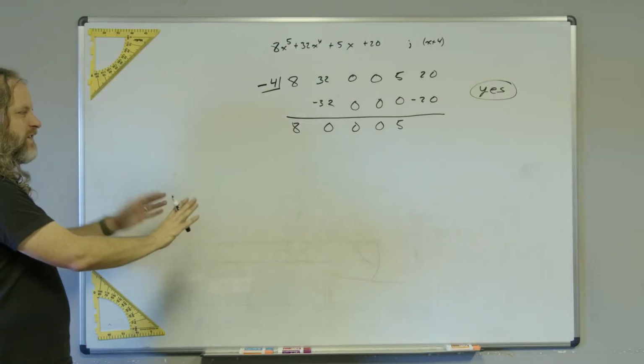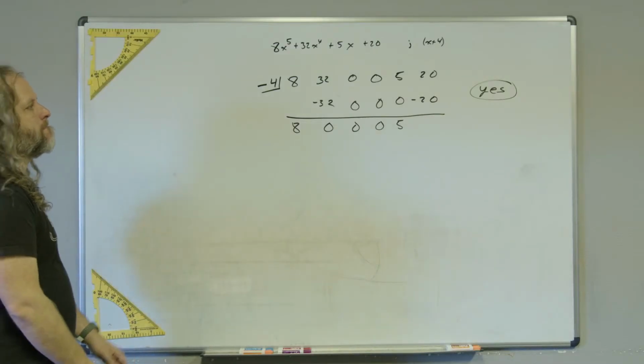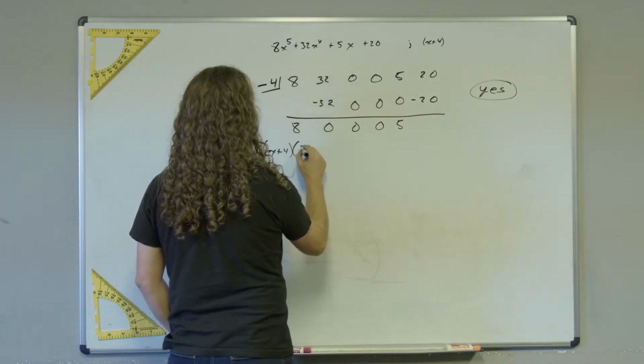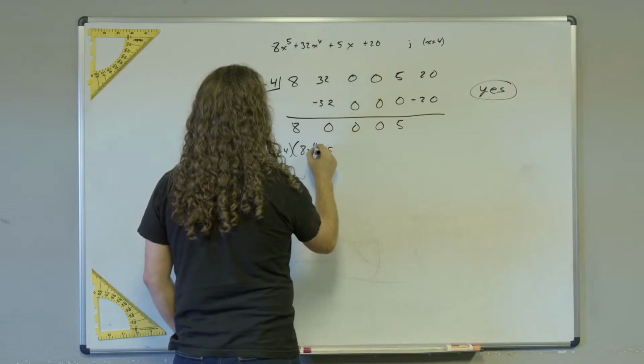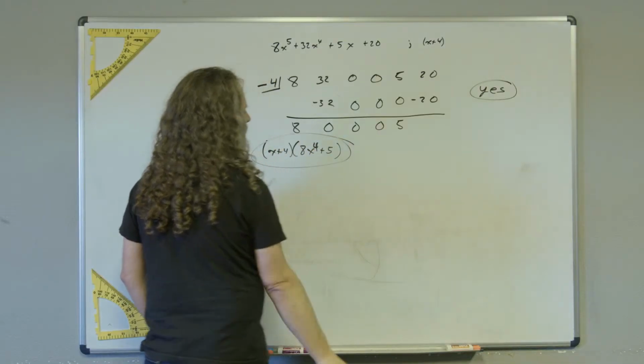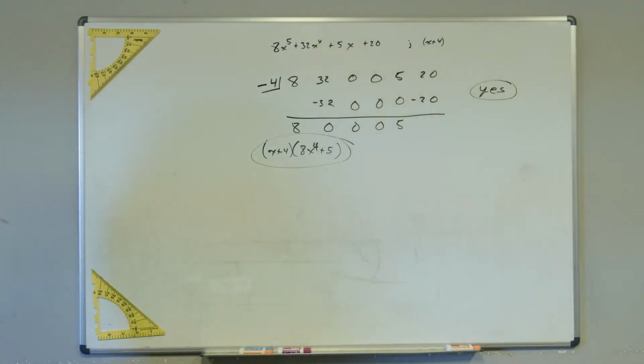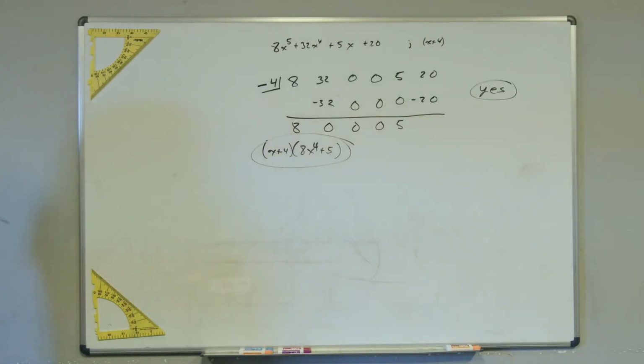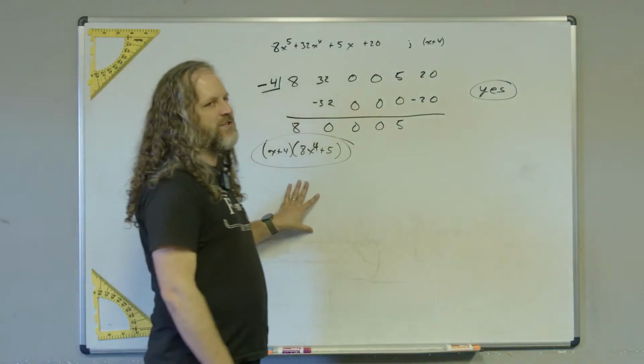So what would the depressed equation be? 8x to the 4th plus 5. Yeah, I just did the division. You could also keep going and distribute. Oh, yeah, you could also keep going and do some quadratic formula type shenanigans and end up with an even more factored version. This is good enough.